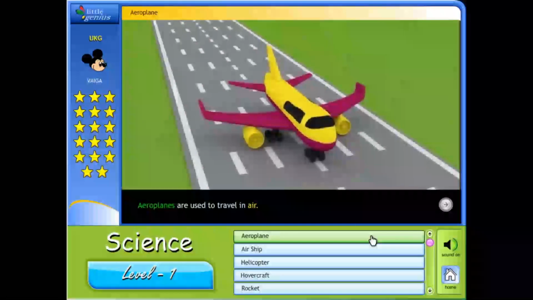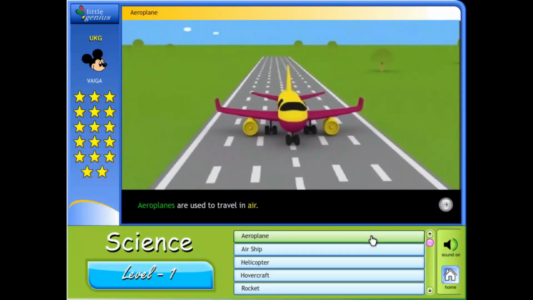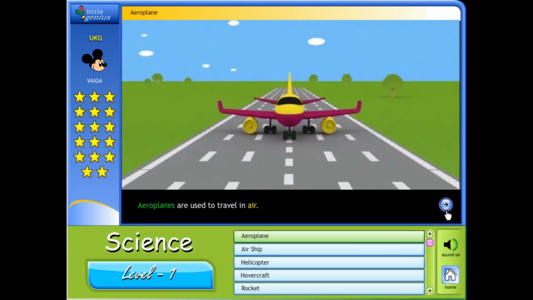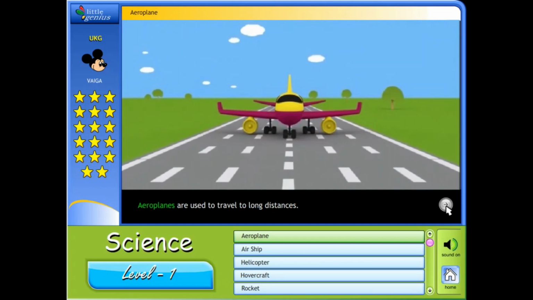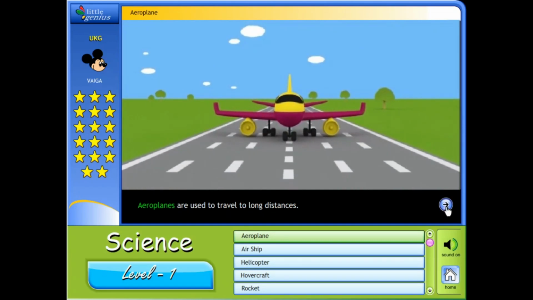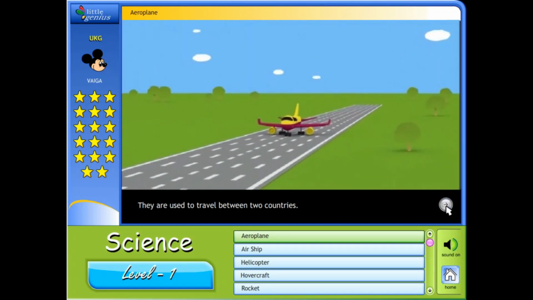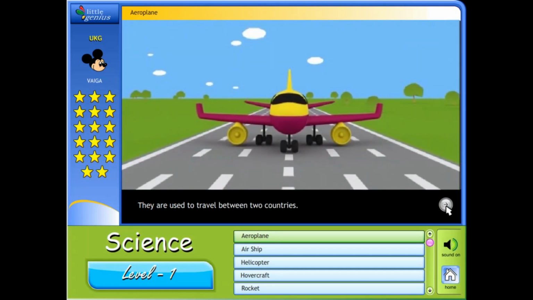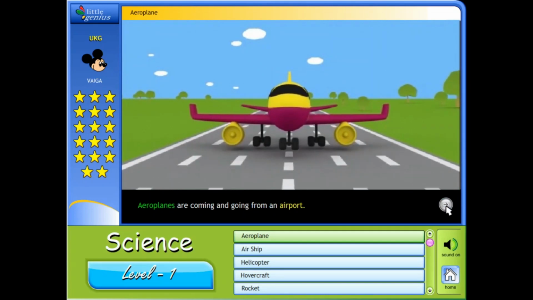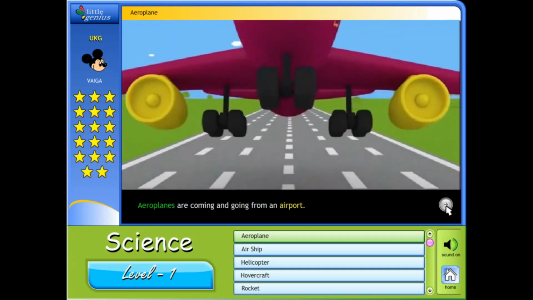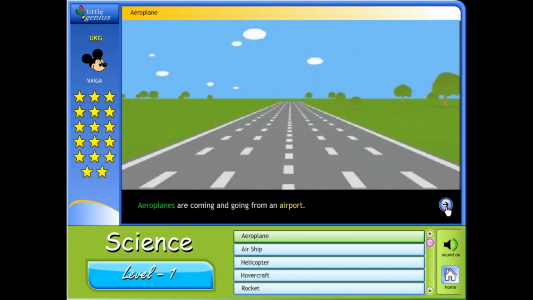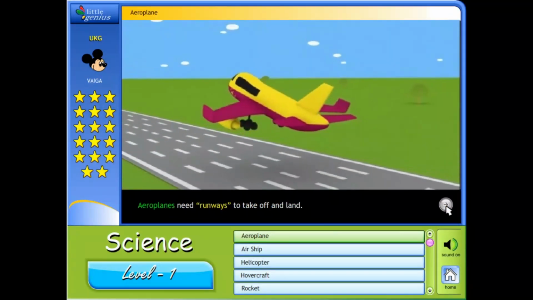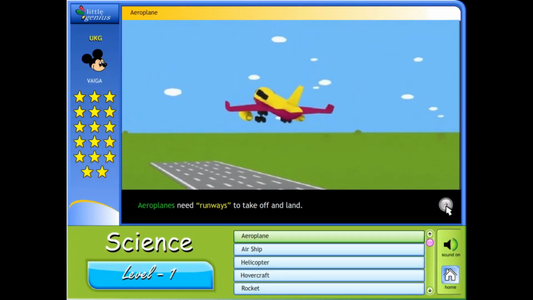Aeroplane. Aeroplanes are used to travel in air. Aeroplanes are used to travel to long distances. They are used to travel between two countries. Aeroplanes are coming and going from an airport. Aeroplanes need runways to take off and land.